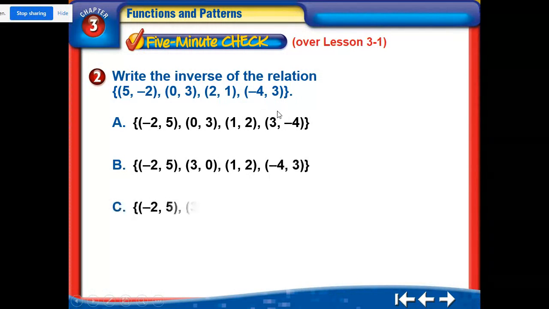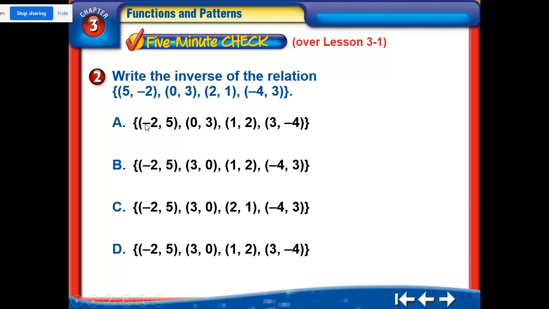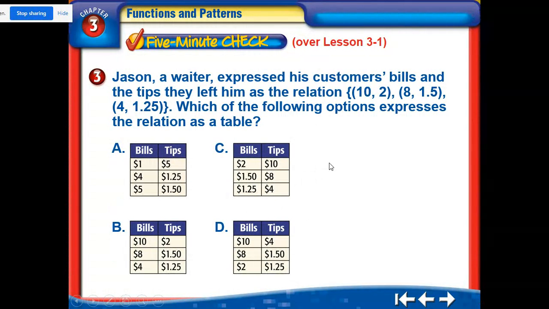All right, what's the inverse here? So 5, -2 becomes -2, 5. Well, they all got that. 0, 3 becomes 3, 0. So this one's out. This one becomes 2, 1, or 1, 2. So that one's out. And the last one becomes 3, -4. All right, so it's D. Just kind of going in order there.